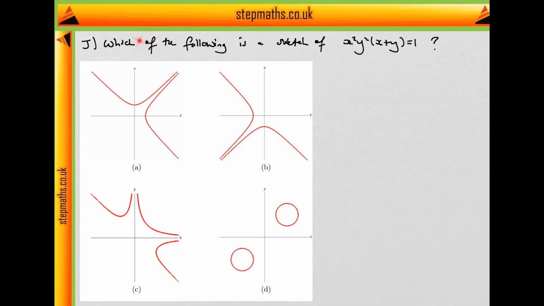Okay, so in question J, we'll ask which of the following is a sketch of the curve x squared y squared times (x plus y) equals 1. Okay, so to think of a way, we're going to eliminate these systematically.